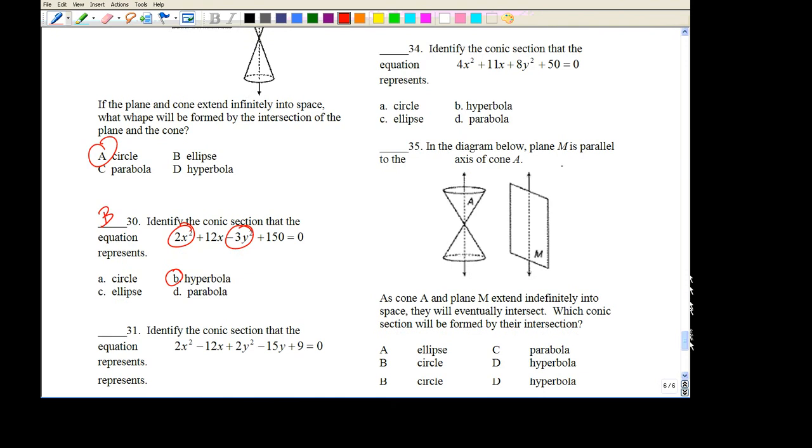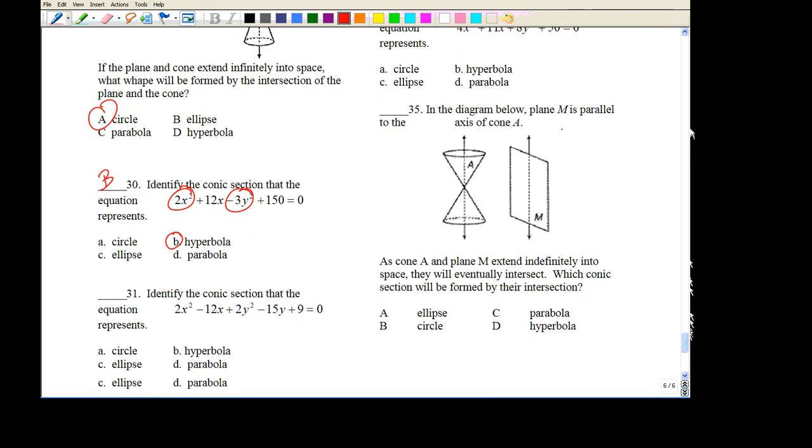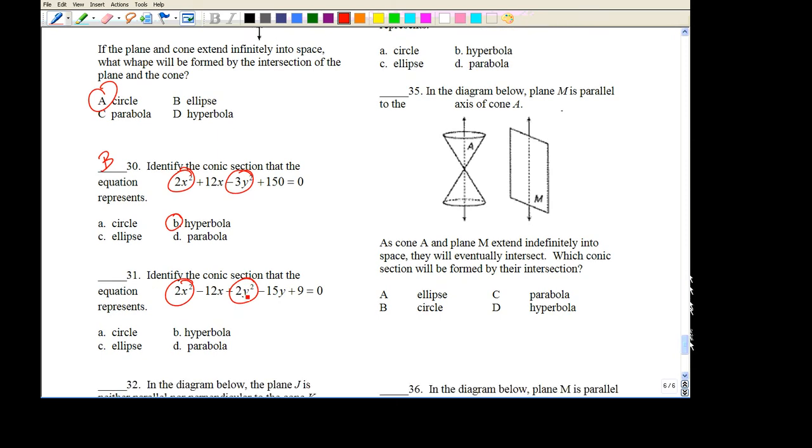On number 31, we're going to identify this conic section. So all you have to do is look at the squared terms. So we have 2x squared plus 2y squared. Whenever you have the same sign and it's the same coefficient, the same number, so these are both positive 2, that's the same all the way around, so that would be a circle.